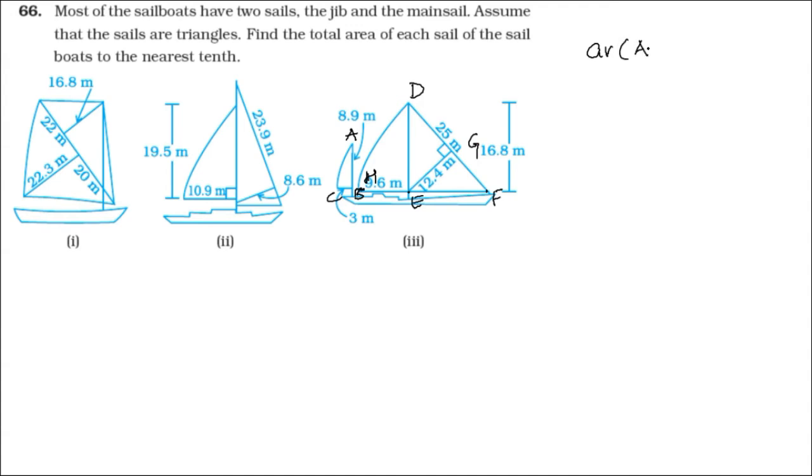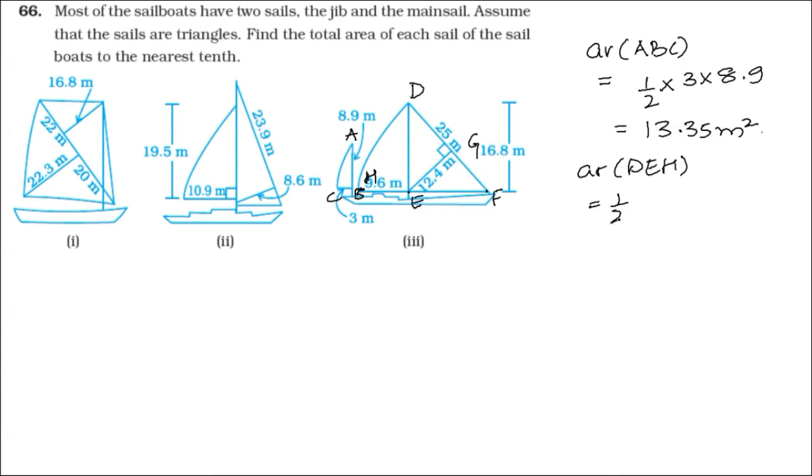First, let's find out area of triangle ABC. Area of triangle ABC is half into the base is 3 meters and the height is 8.9 meters. Let's simplify this. It is 13.35 square meters. Let's take this DHE. Let's find out area of triangle DEH. This is half into the base and height. Let's take the base now. Base is 9.6.